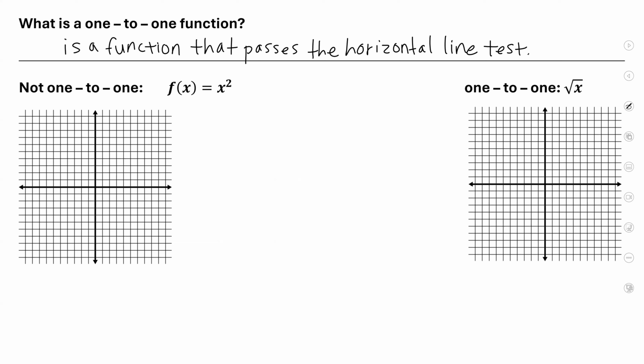So for example, this is a function that is not one-to-one. This is the graph x squared. If you drew a horizontal line, it touches in more than one spot. So this is not one-to-one. It does not pass the horizontal line test.